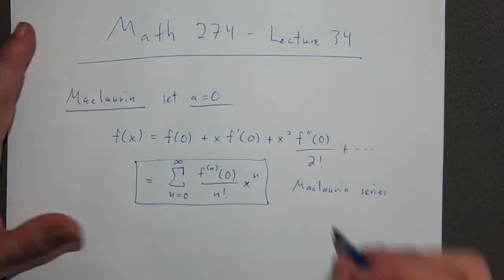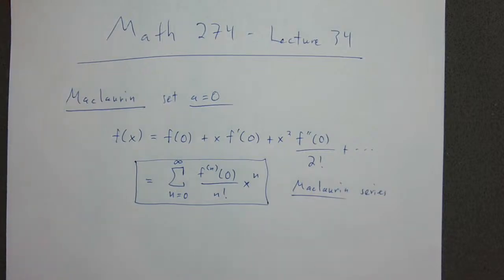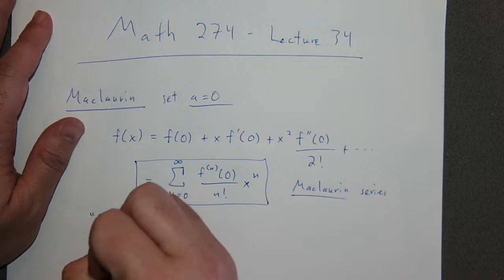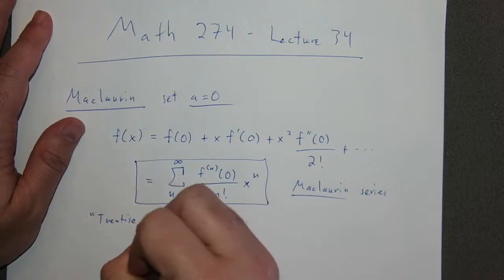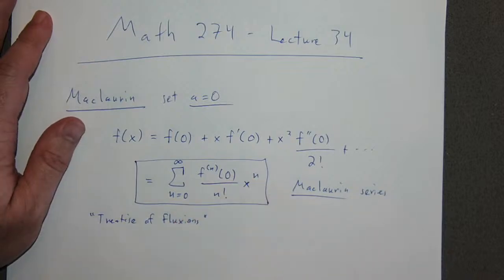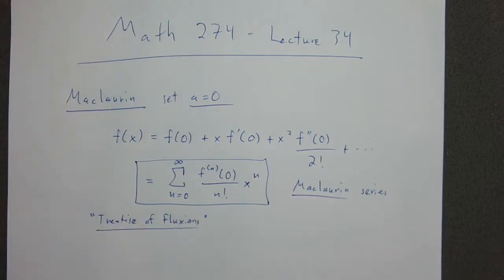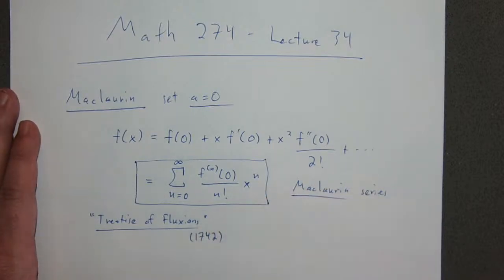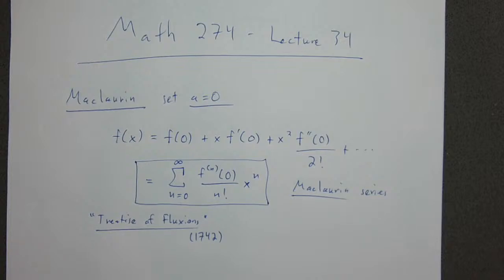Okay, so this is named after Colin Maclaurin, who's a Scotsman. He treated this special case, a equals 0. This was done in a work called the Treatise of Fluxions, using Newton's term for derivatives. So this is where this was worked out. This was done in 1742, I think. That's when this was published.